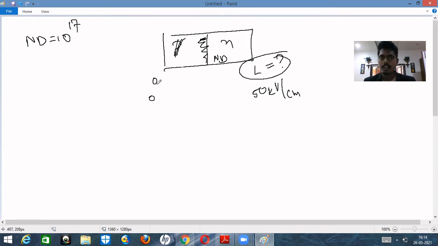So what have they asked for? At 0 centimeter, the electric field intensity is 0, and at L centimeter, the electric field intensity is equal to 50 kilovolt per centimeter. So we have asked for L. So we already know that the slope. Whenever the electric field intensity is given at 2 points and we are asked to find an unknown parameter, we should definitely go for the slope, right? We have done many problems on this in engineering mathematics. So if we find the slope, what is this slope?